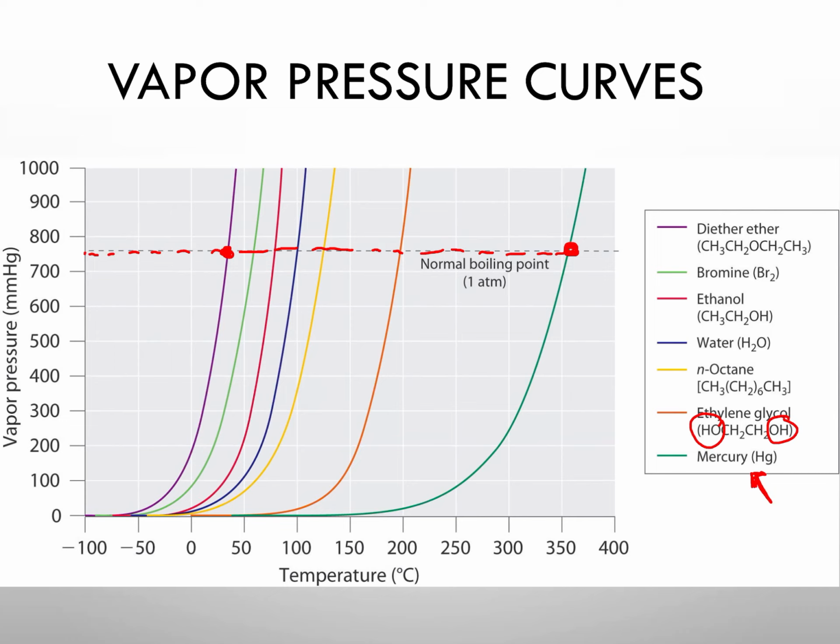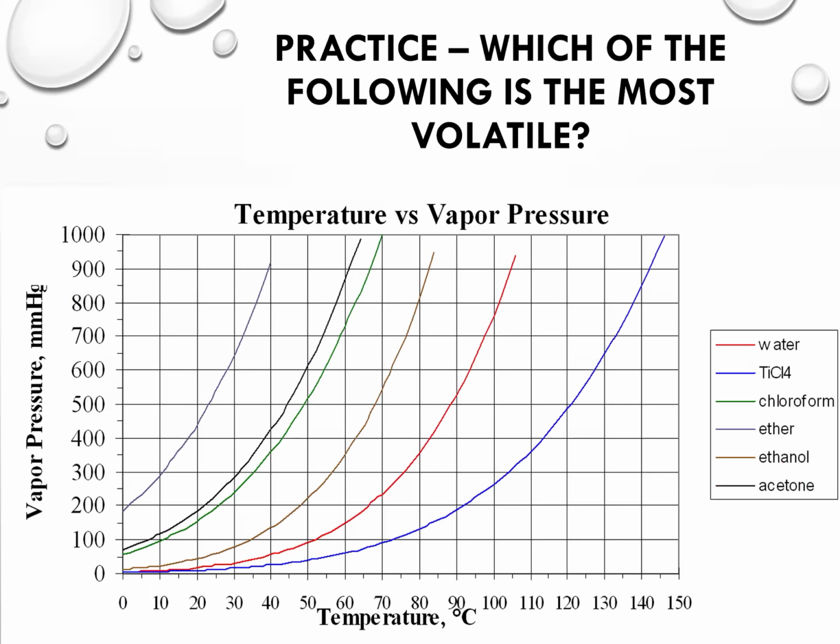Okay, so you can look at vapor pressure curves to tell you a lot about the strength of the intermolecular forces. Ones that are more volatile, that are held together by weaker intermolecular forces, will have lower normal boiling points, but they will have a higher vapor pressure. At a given temperature, they will have a higher vapor pressure.